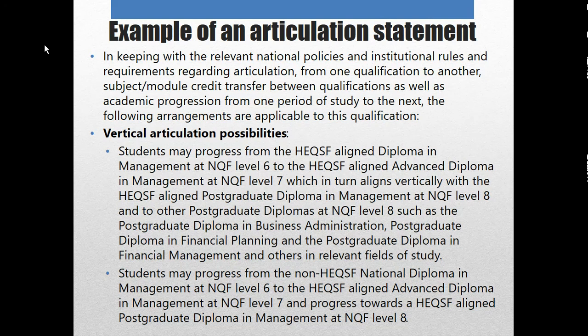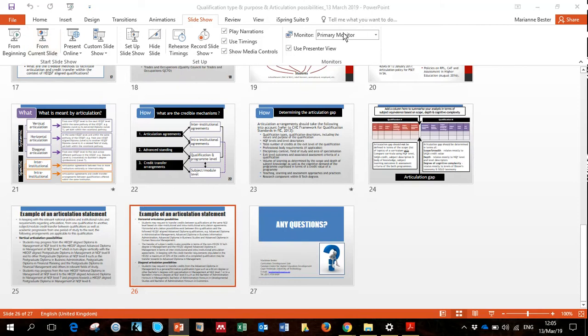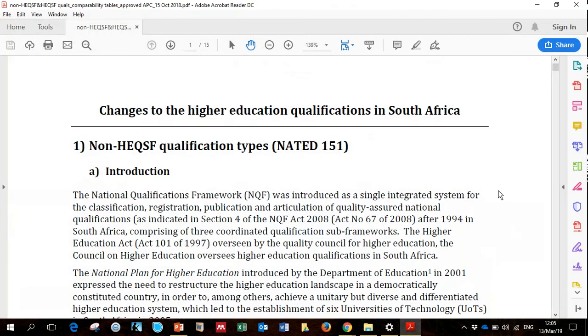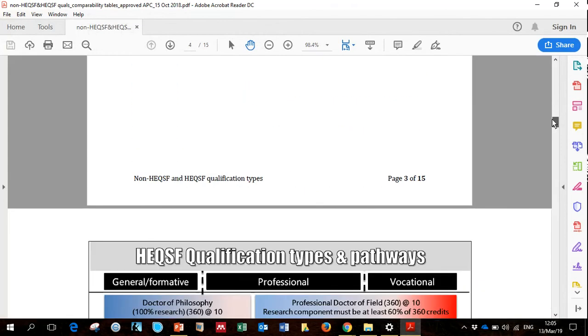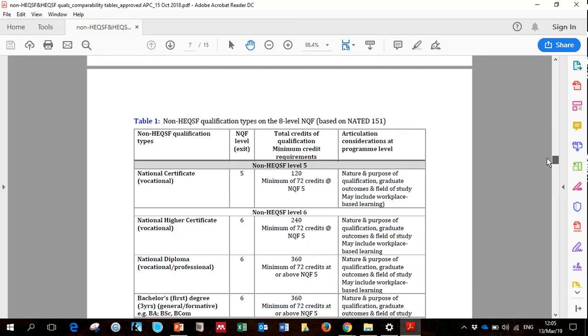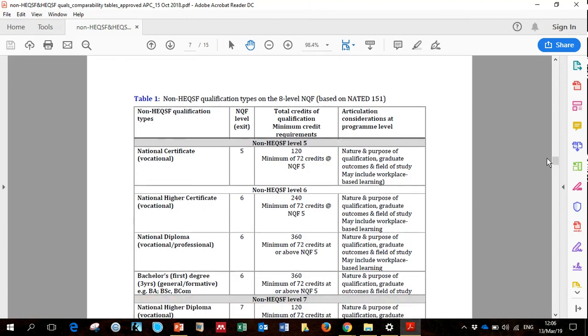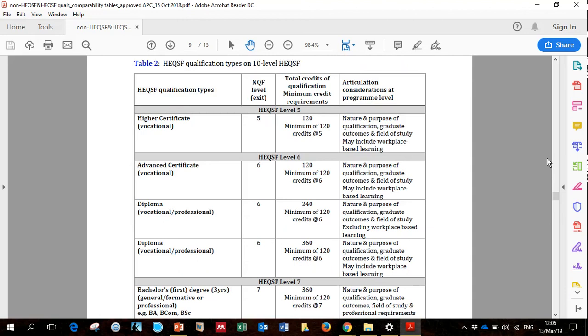In order to do that, you will see in the CPUT policy there's a comparative table, and I'm just going to scroll down to that quickly. There's a table that shows you the non-HEQS qualification types against the 8 levels of the NQF, and it shows you the level, the credit value, and the nature of the qualification. And then if you go further down, it gives you the HEQS. So you need to go and look for the correct levels. When you write these statements, don't make them up. This information is available. There's a comparative table sitting side by side in the policy document, so you can see the old ones on this side and the new ones on the other side, and you can compare levels.